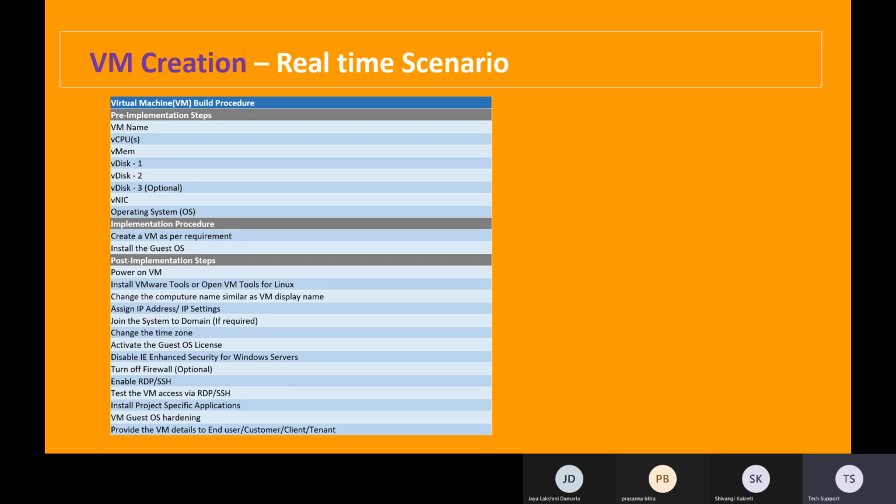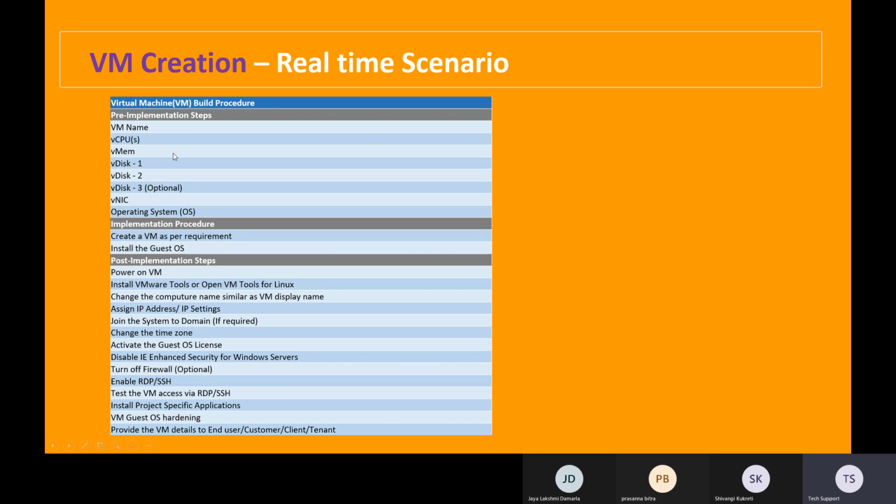But sometimes, whatever standard naming convention the company has, we should follow the same naming convention while assigning the virtual machine name. And the CPUs: sometimes a few virtual machines may require two CPUs, and if it is a very critical server, the customer may request more than two CPUs, like 8 CPUs or 16 CPUs. Based on the requirement, you can fill it in before preparing the VM itself.